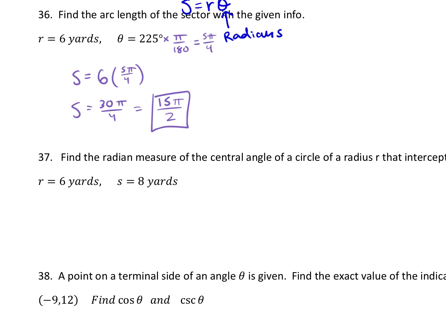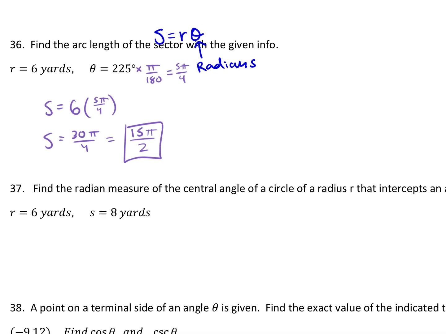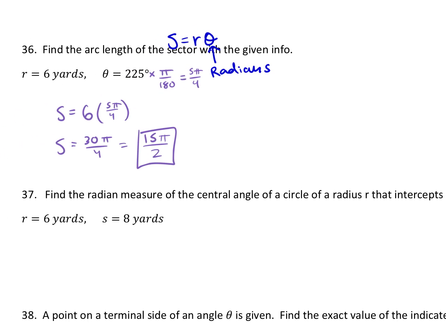So for 37, we have to find the radian measure of the central angle of a circle of radius r that intercepts the arc length. So we're using the same thing, S is equal to R times theta, but this just gives me S and it gives me R. So I have 8 is equal to 6 times theta. So divide both sides by 6. So theta is equal to 8 over 6, which simplifies to what? 4/3.